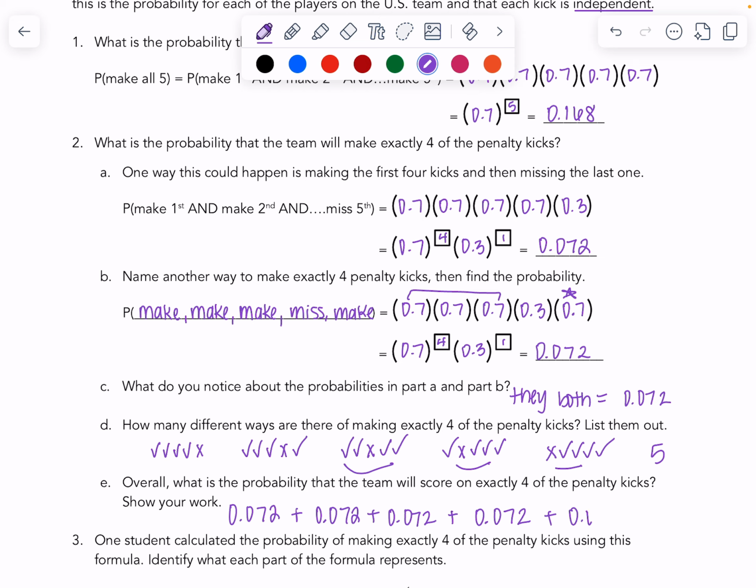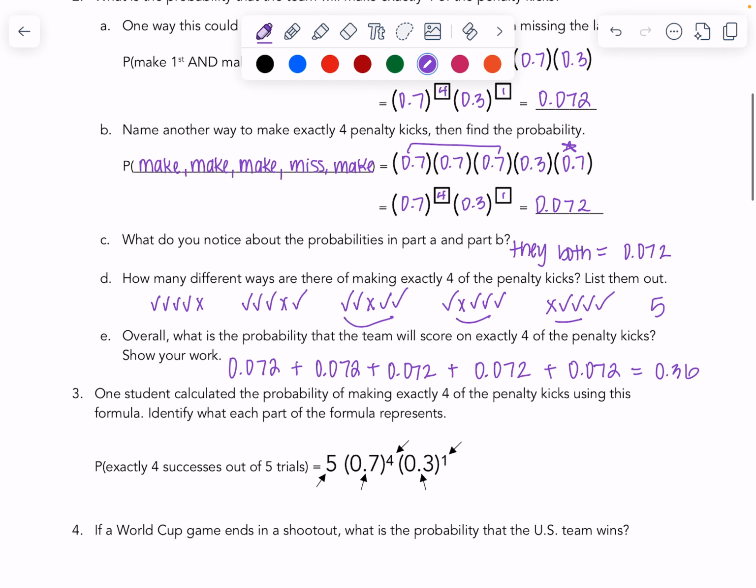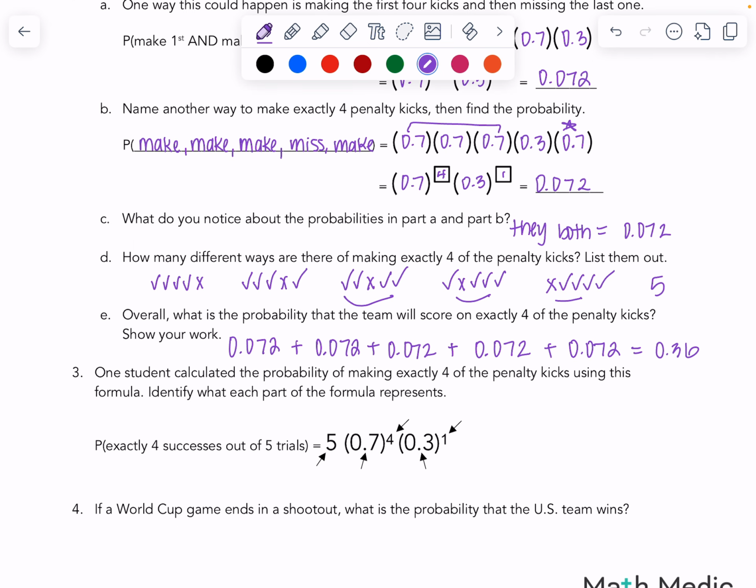Because again, there are 5 ways of doing this. So we're going to take 0.072 and add them together. So we get a probability. If we add those 5 numbers together, those 5 probabilities, the probability that we get exactly 4 of the penalty kicks is 0.36.